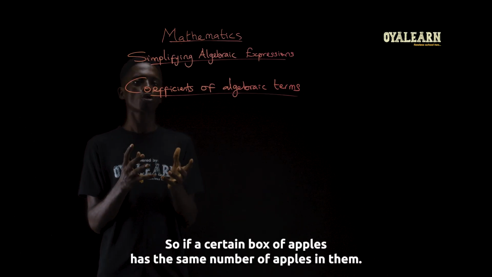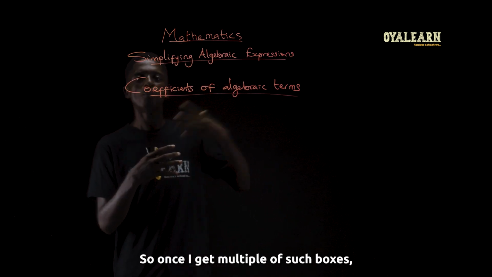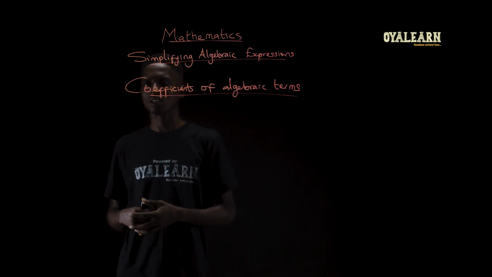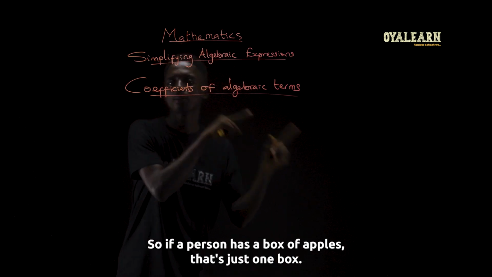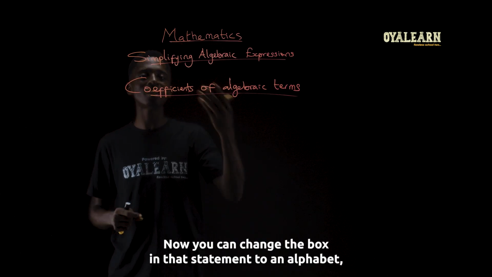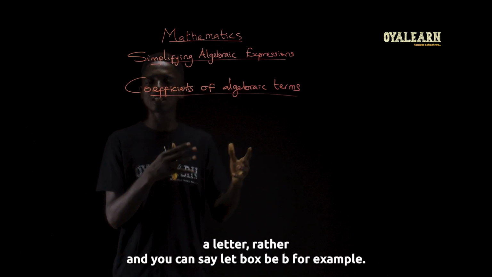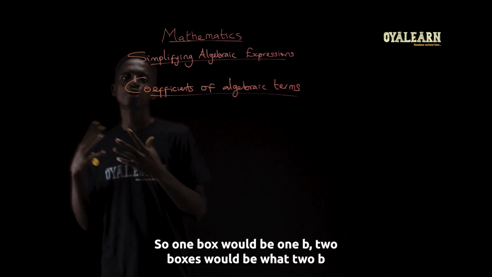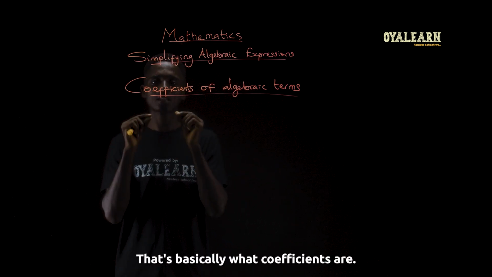So if a certain box of apples has the same number of apples in it, once I get multiple of such boxes, I have a certain number of x boxes of apples. You understand what I'm saying now, right? So if a person has a box of apples, that's just one box. If you get another one, it becomes 2 boxes. Now you can change the box in that statement to a letter, and you can say let box be B, for example. So one box will be 1B. 2 boxes will be what? 2B. 3 boxes, 3B. That's basically what coefficients are.